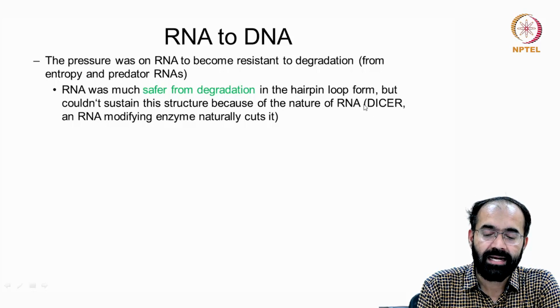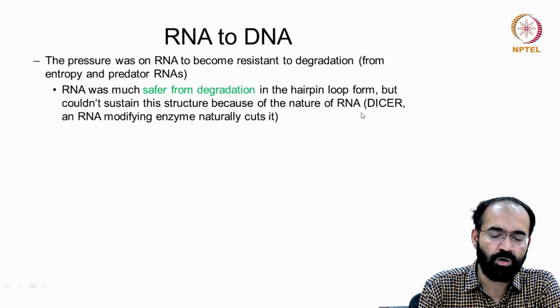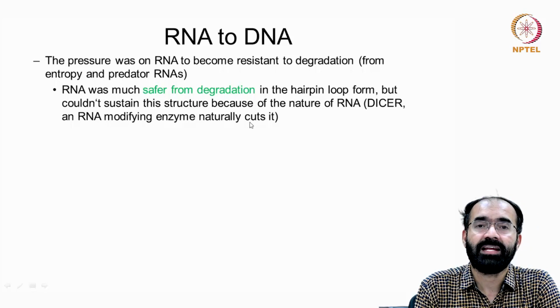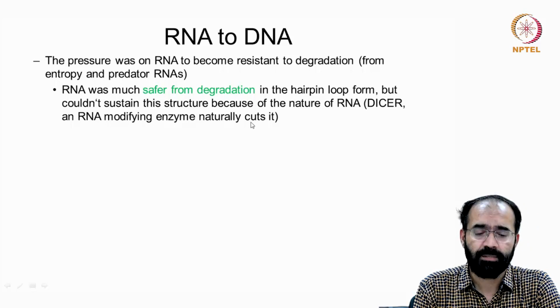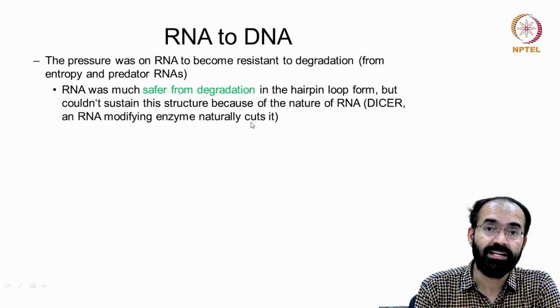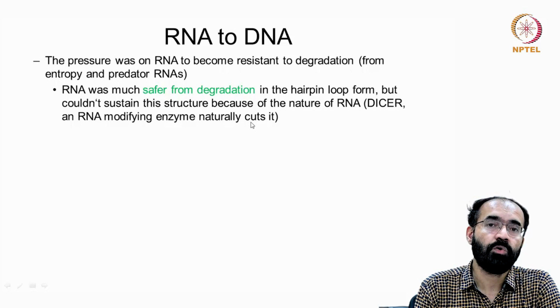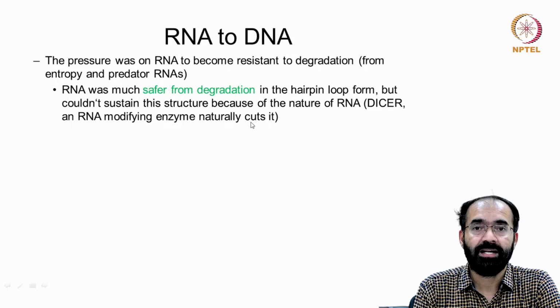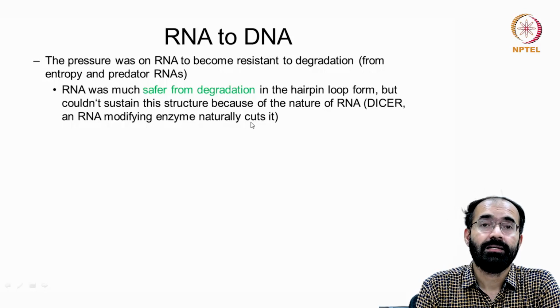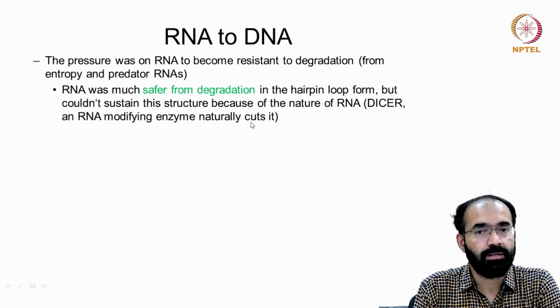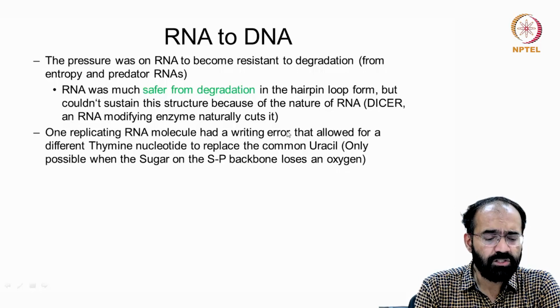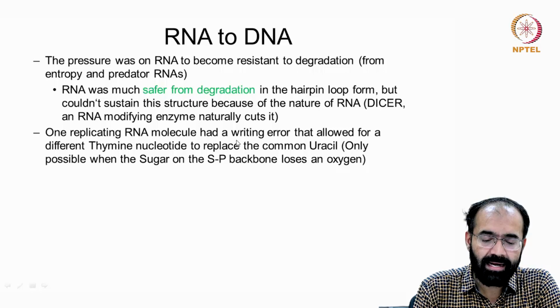Like you can see a typical enzyme, a protein enzyme called dicer. It's an RNA modifying enzyme that has an affinity specifically for a given secondary structure of RNA. That means it does not depend on the sequence of an RNA, but the secondary structure makes a template. Dicer will catch hold of an RNA template provided that RNA is in a stem loop structure.